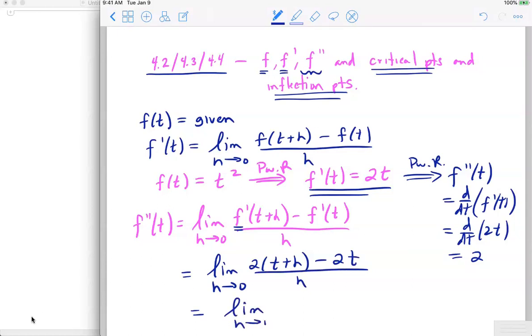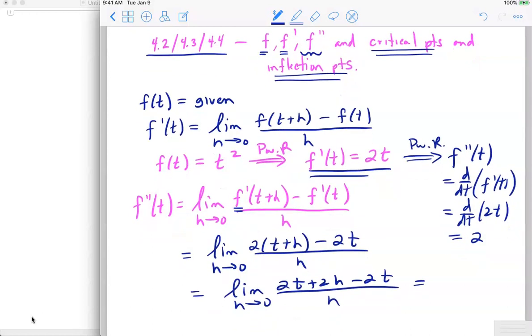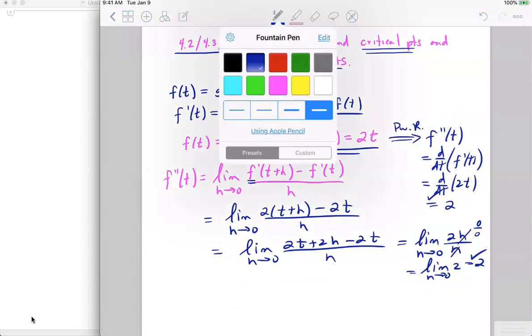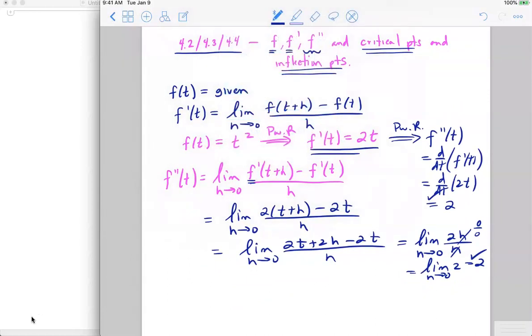This would be the limit as h goes to 0 of 2t plus 2h minus 2t over h. A lot of algebra cancellation would happen. The two t's cancel, and you get the limit as h goes to 0 of 2h over h, which is 0 over 0, but some nice algebra happens. The two h's cancel out, and we get the limit as h goes to 0 of 2, which is equal to 2, the same answer we got from the shortcut. So you'll recall that this is where we've come from. We know how to take first and second derivatives, and we're recalling the limit definition of the derivative.